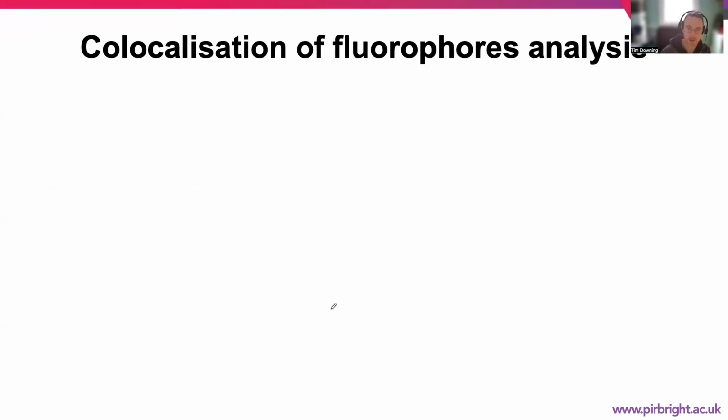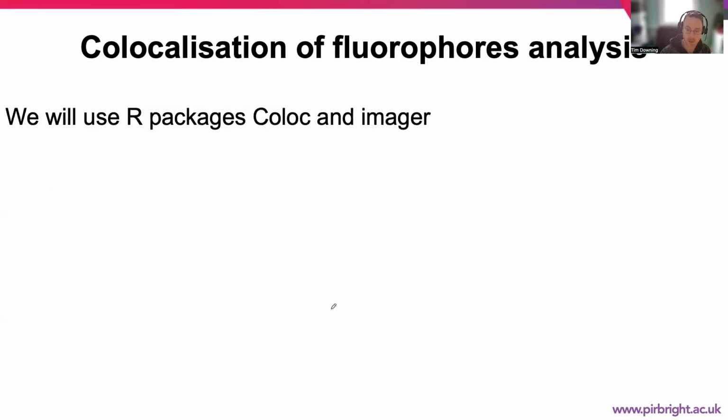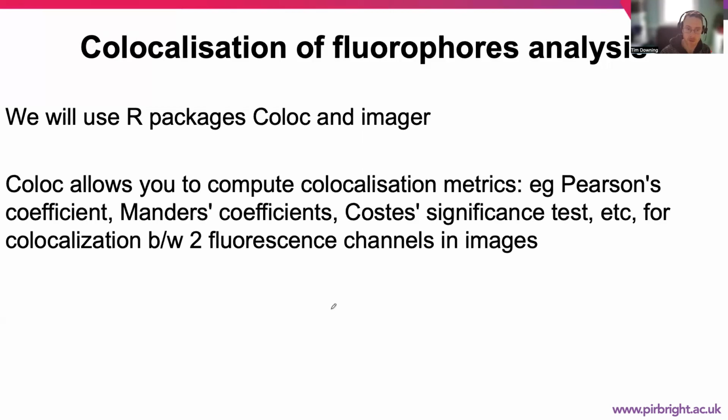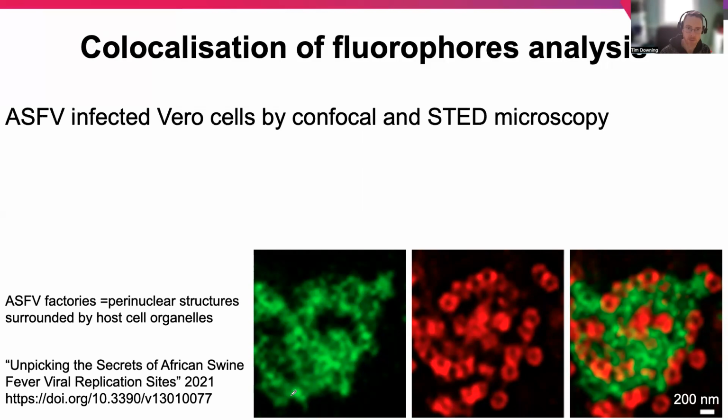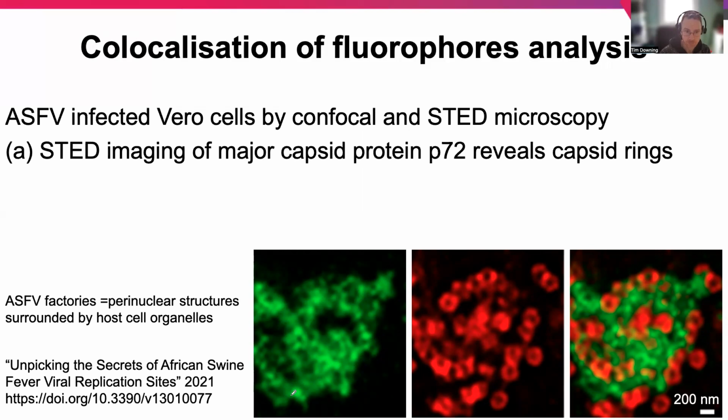We'll use the packages called colocR and imager. So colocR allows you to compute co-localization metrics like Pearson's coefficient, Manders' coefficients, and other different approaches. And what we'll do is look at things like African swine fever infected Vero cells from different microscopy images, which you can see here that there is STED imaging of the major capsid protein p72 with capsid rings in the first image here. And then we can see the capsid rings here in the next image.